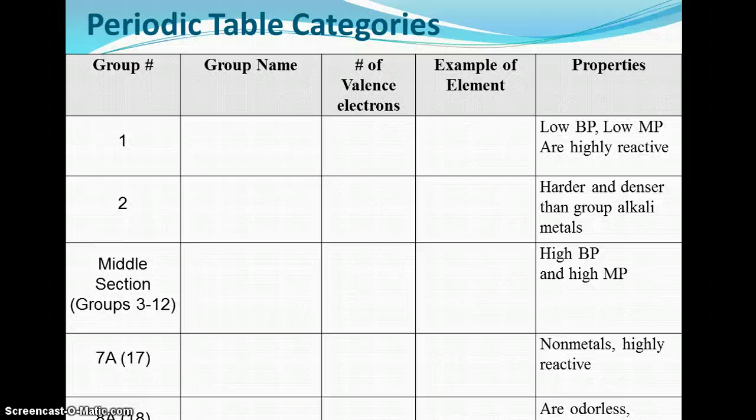This is a table of the periodic table categories or groups, and we're going to talk about the different groups and what we can find there and what kind of similarities they have. So group 1 are called the alkali metals. So everyone in group 1 is an alkali metal. Since they're in group 1, they have 1 valence electron. The group number actually tells us the number of valence electrons. Examples of elements in this group include lithium and potassium on your periodic table. All of these elements have the same things in common in terms of properties. They have low boiling points, low melting points, and are highly reactive.